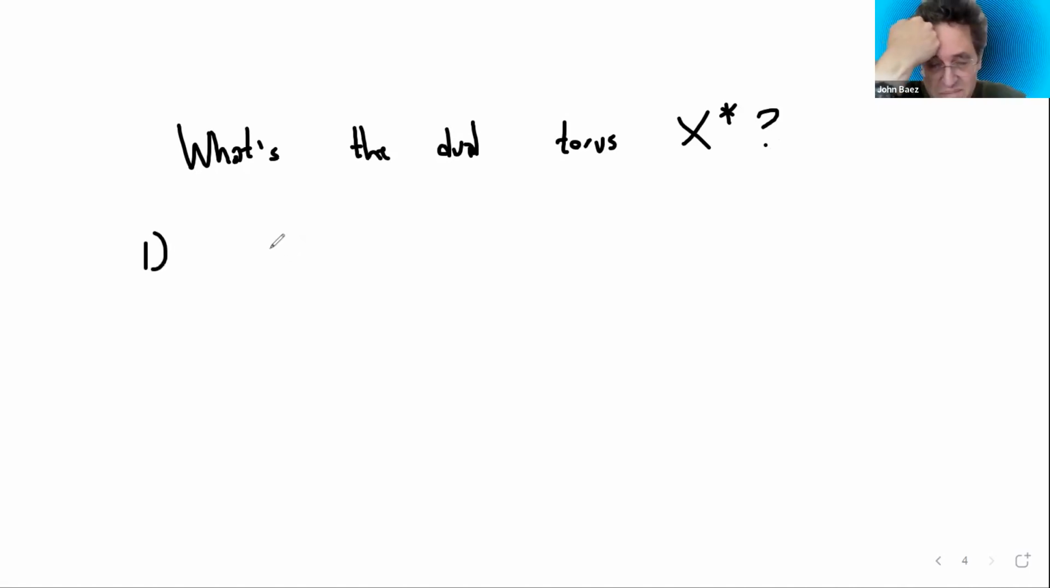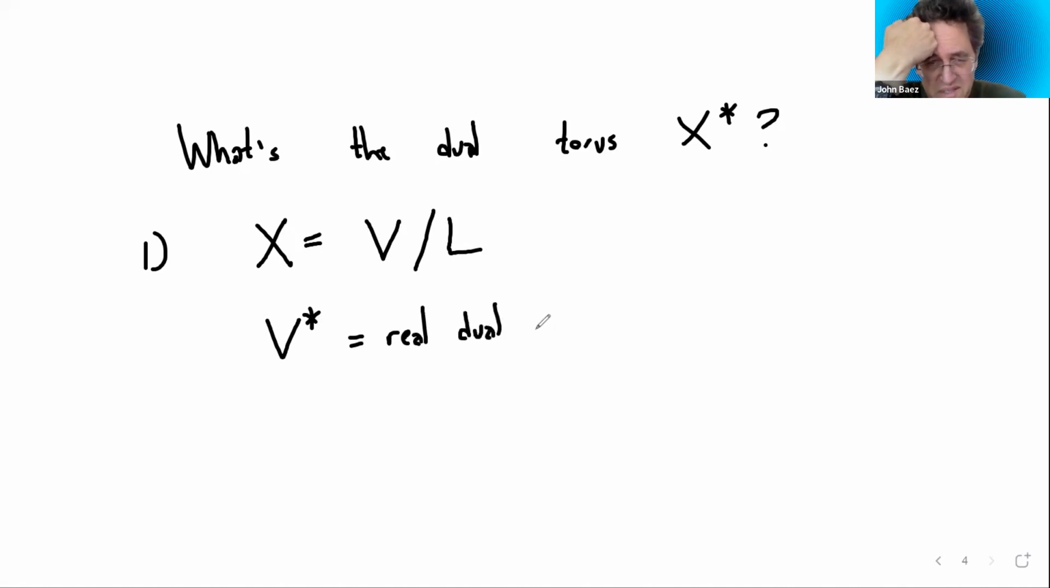Answer one is that, remember, you have your torus. It is really canonically a vector space mod a lattice. That's what we started with. And so then you can define this dual vector space. And we should be careful here. There's the real dual vector space. Sorry, perhaps that's the wrong order of the words, but it's the real dual vector space. Yes.